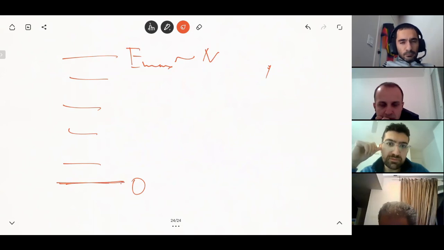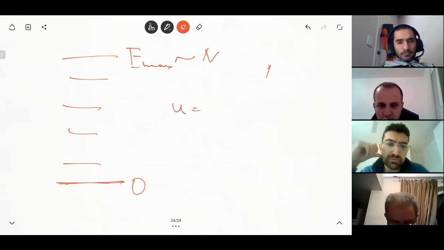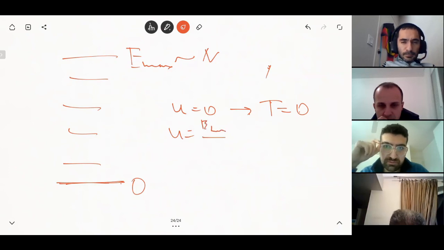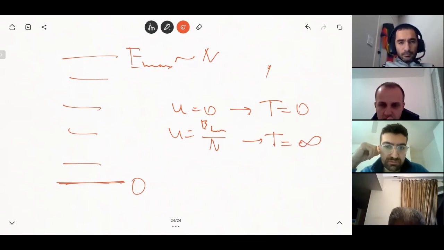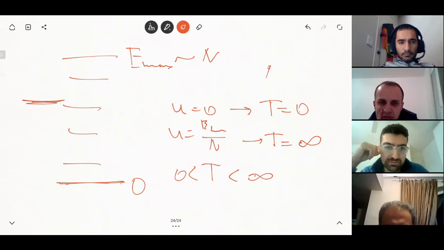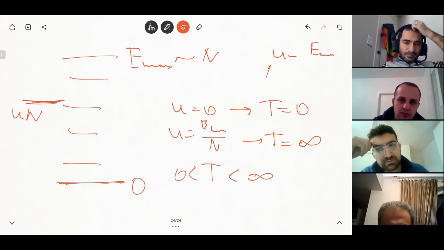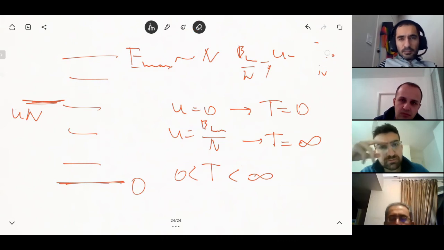Now, this average energy, so energy density equal to 0, is achieved for temperature equal to 0 if there is a gap, roughly speaking. And this U equal to E max over n is going to be achieved when T equals precisely infinity. All the considerations that I was making here were for T which is neither 0 nor infinity. So it means that I'm somewhere here, at some U times n, and E max over n minus U is lower bounded by some positive number.